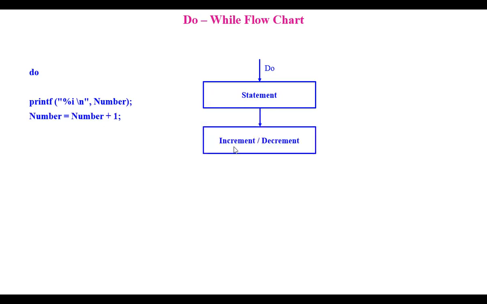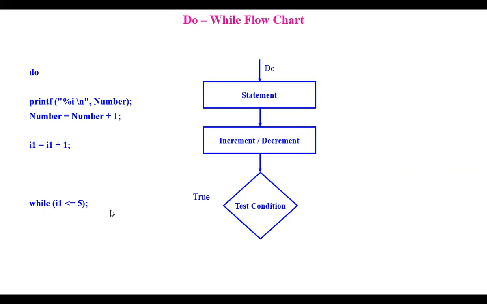So here, the number is printed and the number is incremented. Now the incrementing of the controlling parameter is done. I1 becomes I1 plus 1, 2, like that. So the testing condition is done here. The test condition comes here and it tests whether the parameter is within the limit of 5 or not. If it is true, then the loop is continued, and if it is false, it comes out of the loop and goes out here like this.